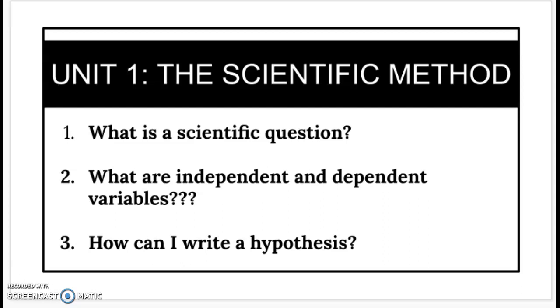Hi, 6th grade. Today we're going to continue Unit 1, the scientific method. This week we're going to be answering these 3 essential questions. Today we're going to learn what is a scientific question, and then later on this week we're going to talk about independent and dependent variables and how to write a hypothesis. Once we answer these 3 questions, you are going to perform your first experiment in science class.